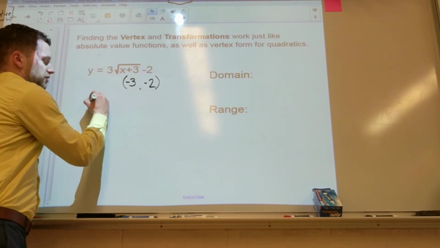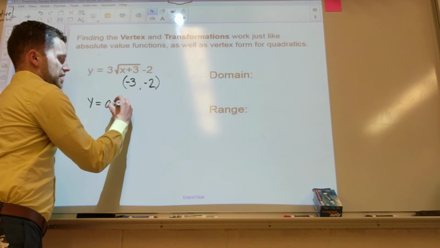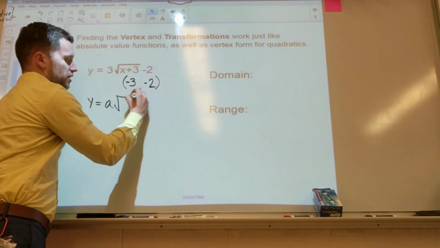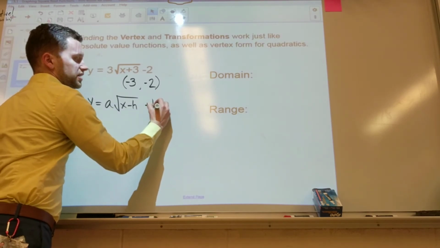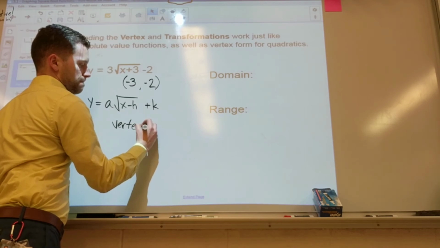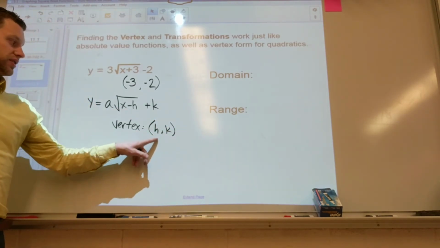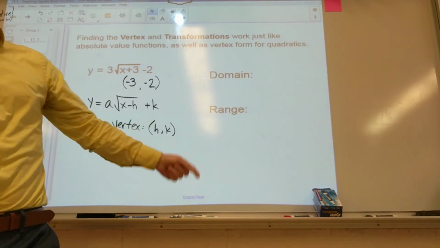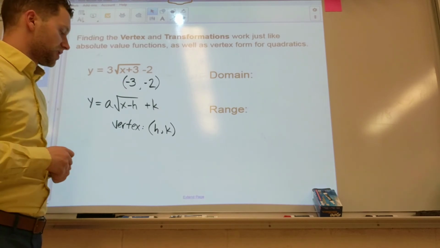If we remember vertex form, it's very similar for square root functions. So it's a times the square root of x minus h, on the outside plus k, and our vertex is h comma k. All right, so notice how the sign, because it's the subtraction sign in the formula, ends up switching, which is why the x is going to change each time.